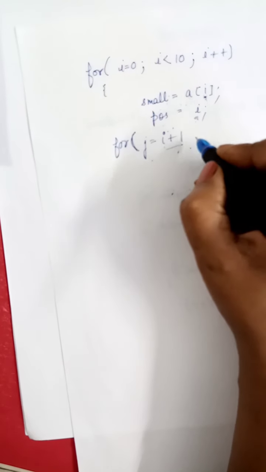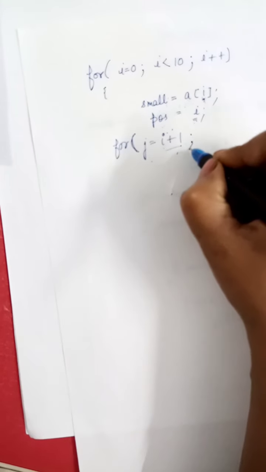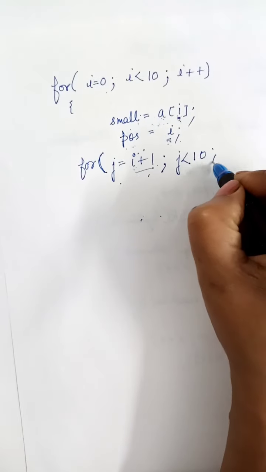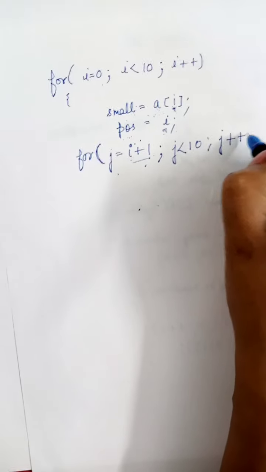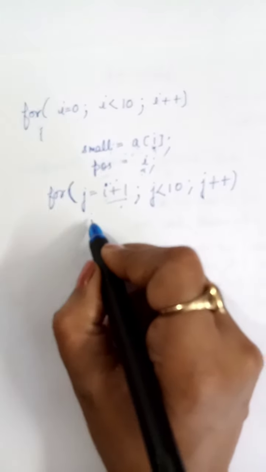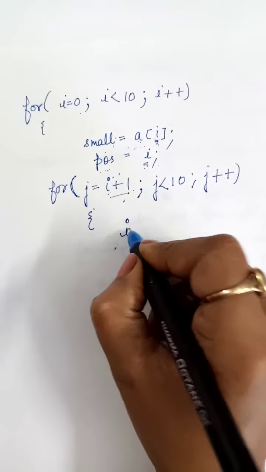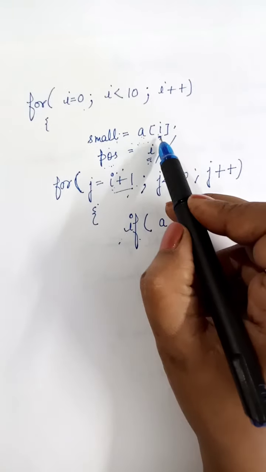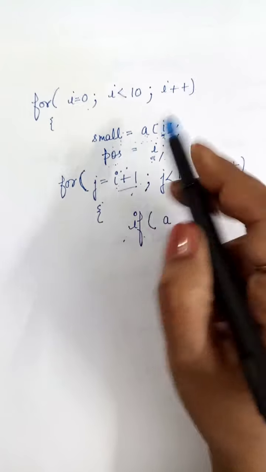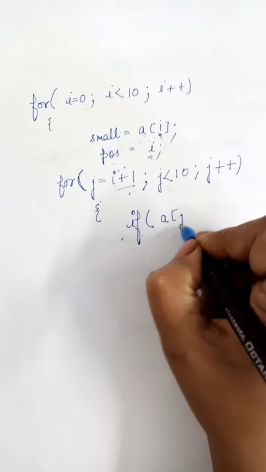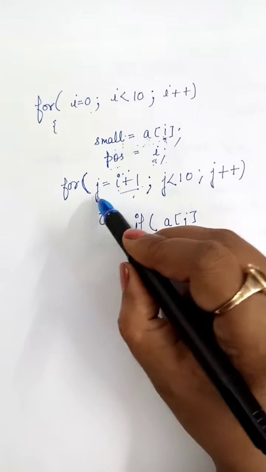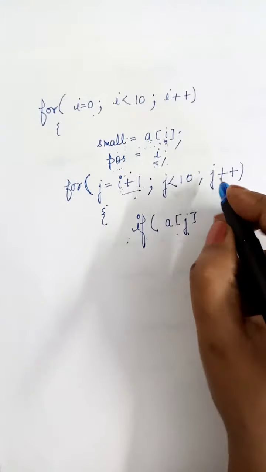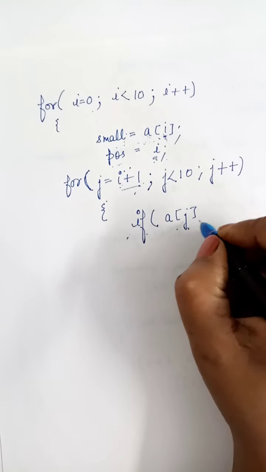Size is same, J is less than 10, J plus plus. Now what we have to do, how will we find the smallest? We have assumed that this one is the smallest. Now we will compare if A of J, whatever the number we are getting within this, is smaller than this, then we need to swap the value of small.